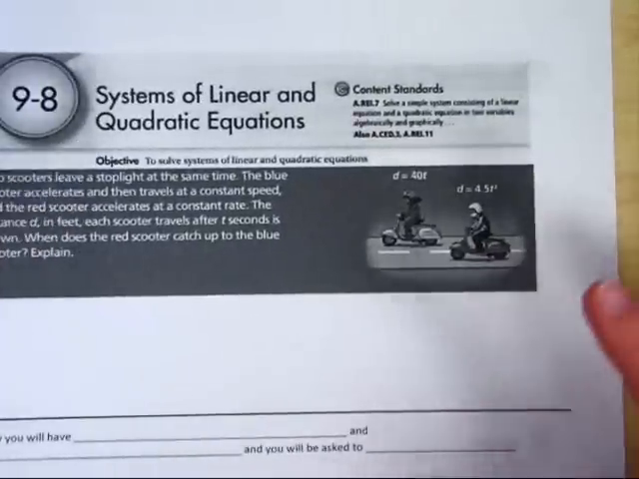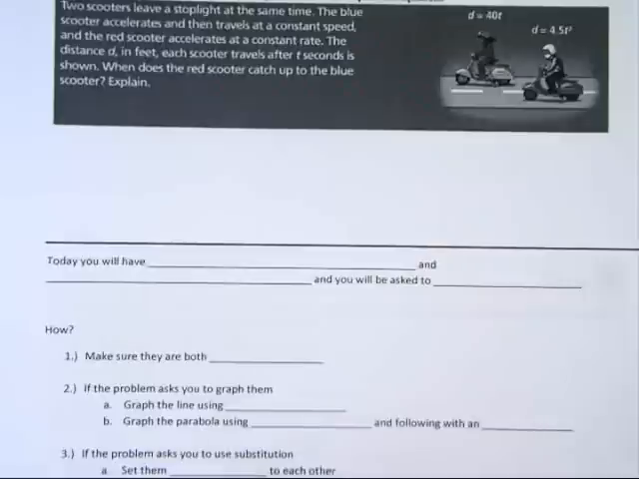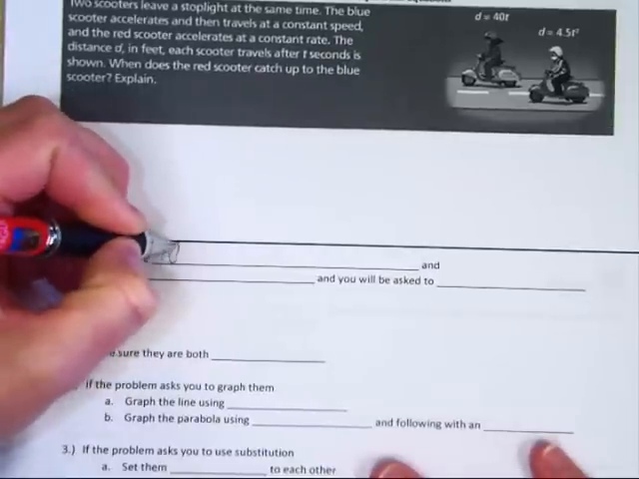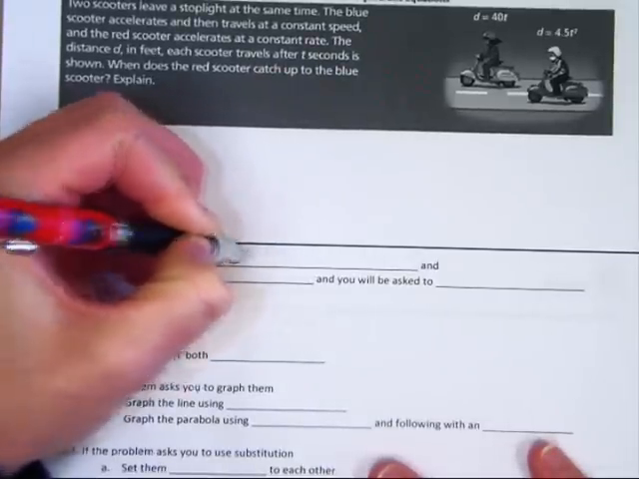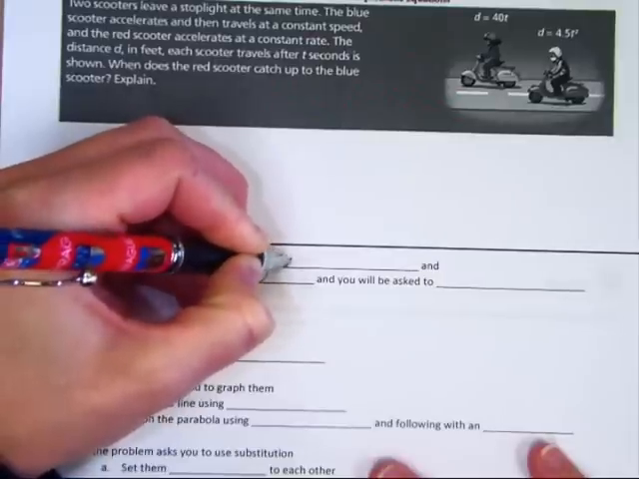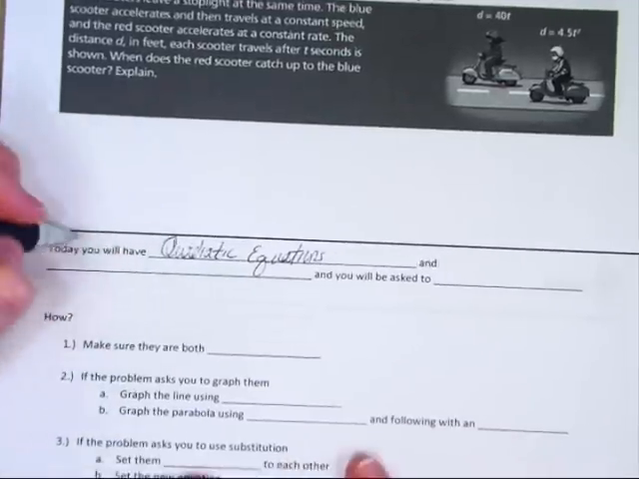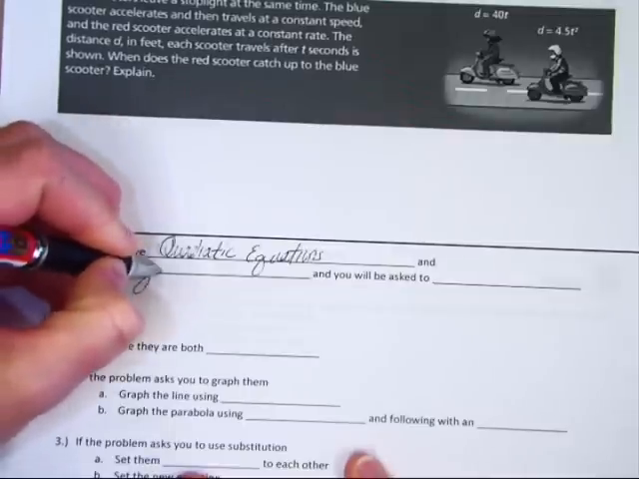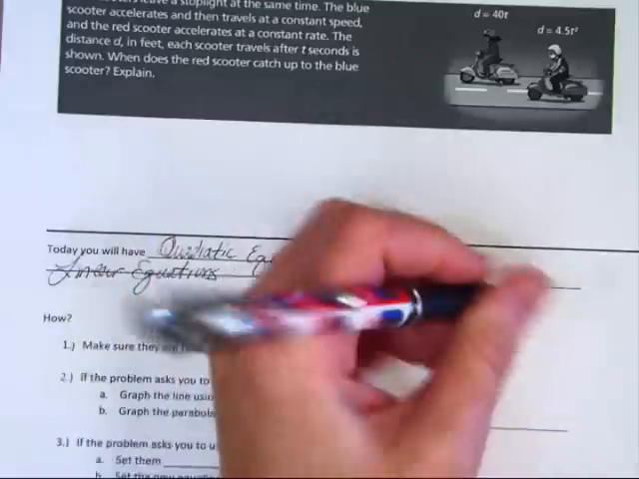In section 9-8, we're going to talk about systems of linear and quadratic equations. Now what we're going to do is we're going to go down to the bottom and just fill in some blanks. Today you will have quadratic equations and you will have linear equations. And you will be asked to solve the system.